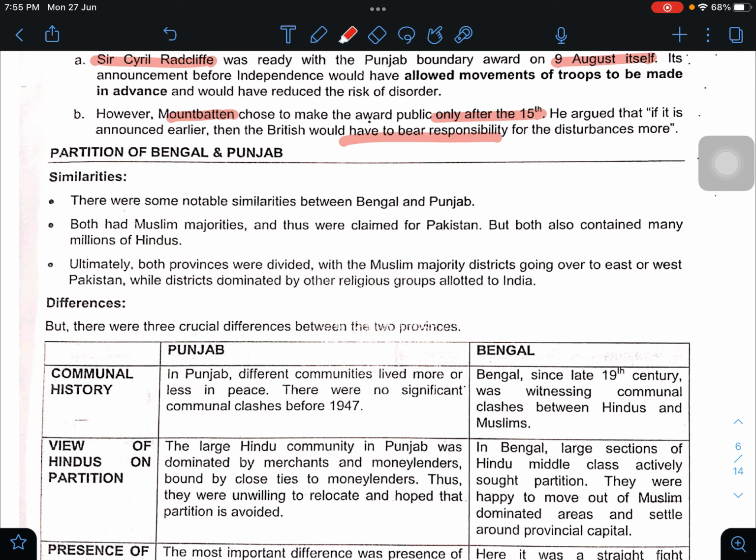Partition of Bengal and Punjab. Similarities. There were some notable similarities between Bengal and Punjab. Both had Muslim majorities, and thus were claimed for Pakistan, but both also contained many millions of Hindus. Ultimately, both provinces were divided, with the Muslim majority districts going over to East or West Pakistan, while districts dominated by other religious groups were allotted to India.